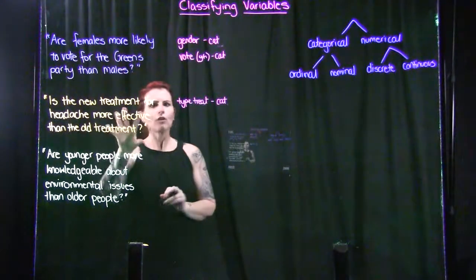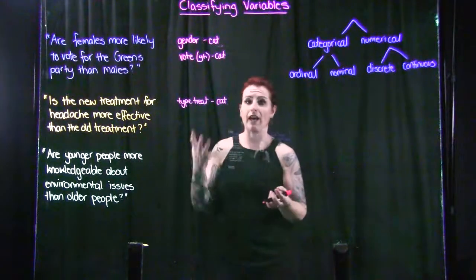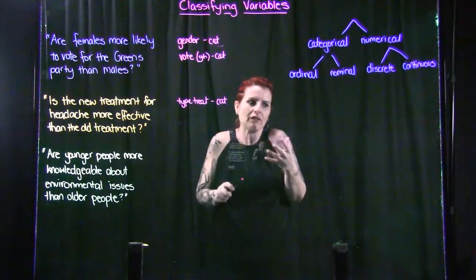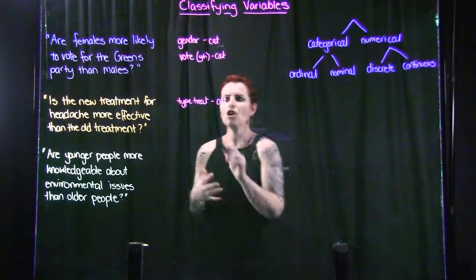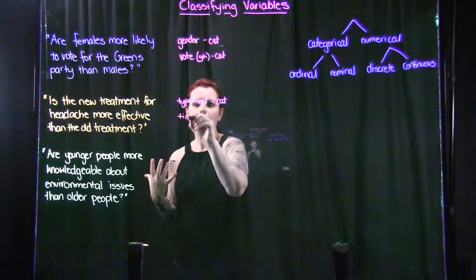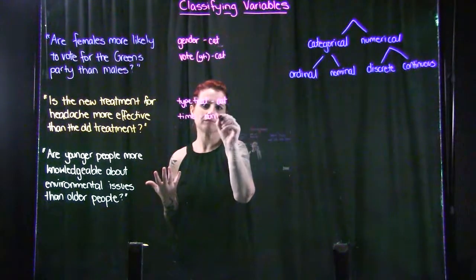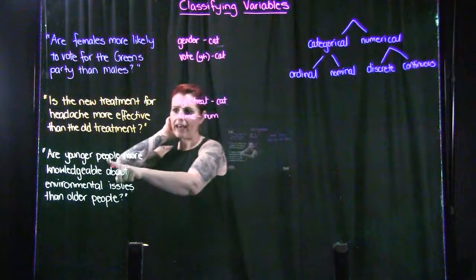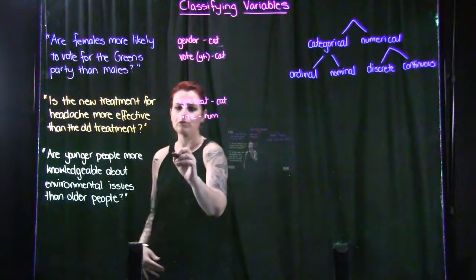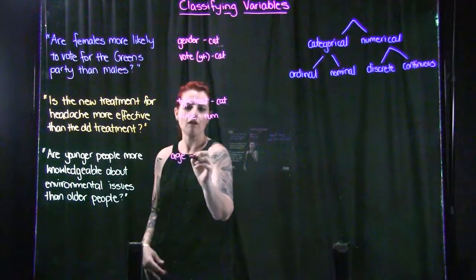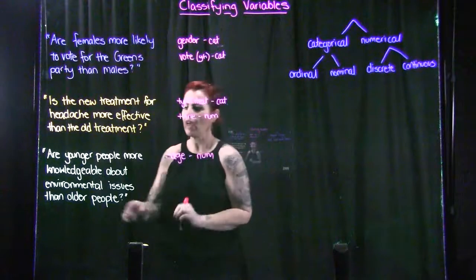And then we've got whether or not it's more effective. Now, how would you measure the effectiveness of a headache treatment? Well, you would measure it in how long it takes for that headache to be gone, to disappear. So that's time, the other variable, and that's numerical. Then we have, are younger people more knowledgeable about environmental issues than older people? So straight up we have age, yeah? Old, young, somewhere along that continuum, numerical.